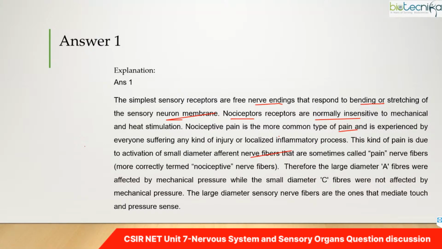Okay, these sensory receptors, the nerve endings, can respond to different types of mechanical changes that occur, like bending and stretching. So the large diameter A fibers were affected by mechanical pressure, while the small diameter C fibers were not affected by mechanical pressure. The large diameter sensory nerve fibers are the ones that mediate touch and pressure sense, or touch and pressure changes also, you can say.